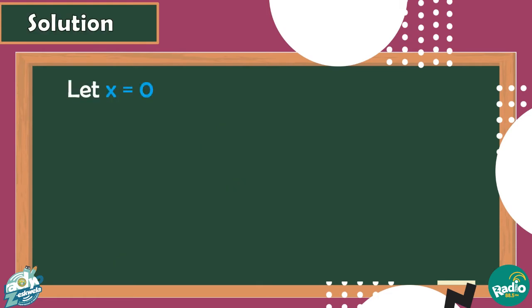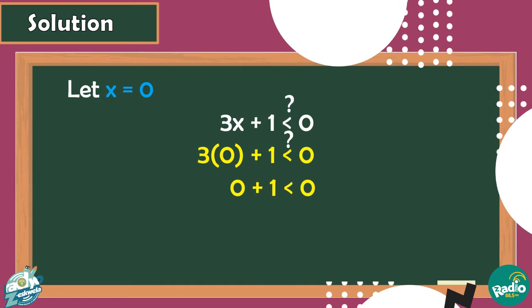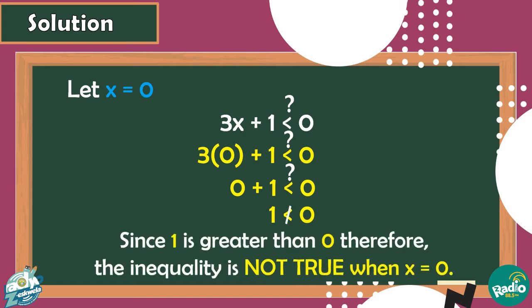And x = 0. Using our given inequality, substitute the value of x, which is 0. The inequality becomes 3 times 0 + 1 < 0. By simplifying, we got 0 + 1 < 0. And the inequality becomes 1 < 0. Since 1 is greater than 0, therefore the inequality is not true when x = 0.